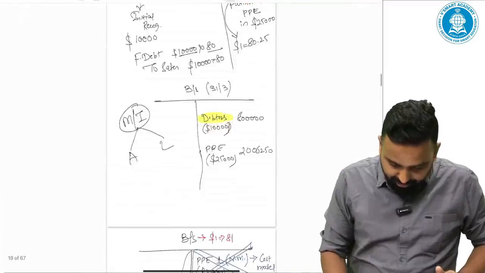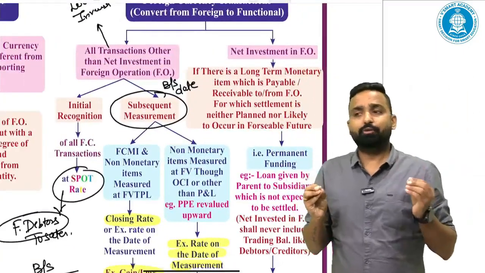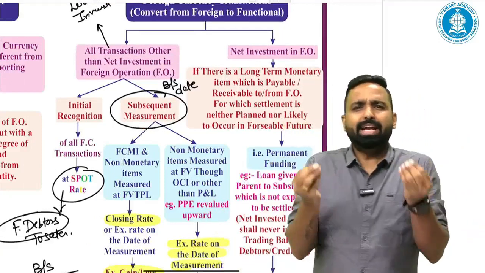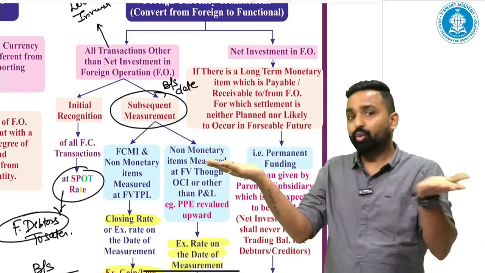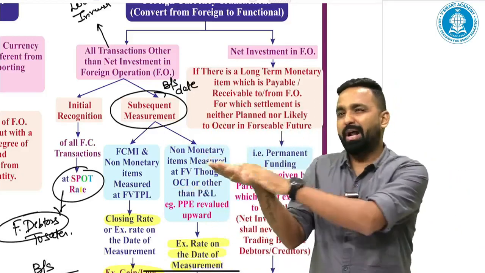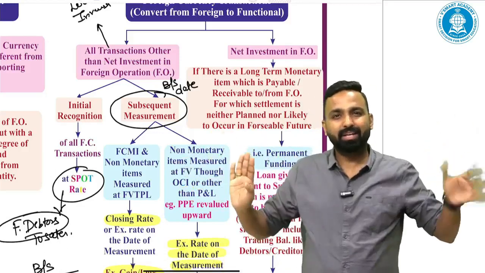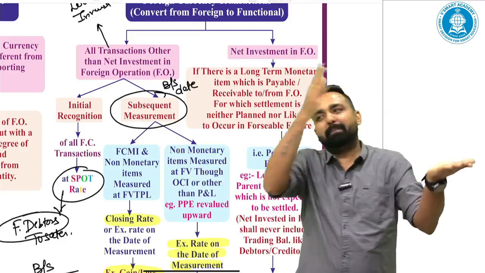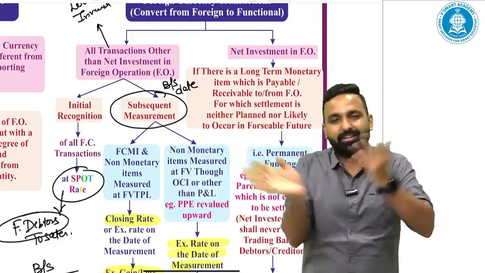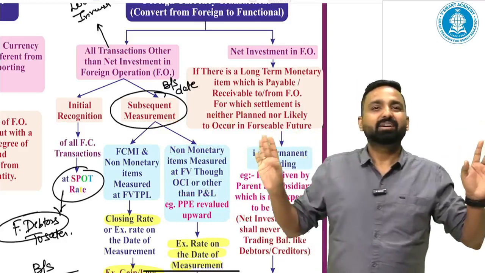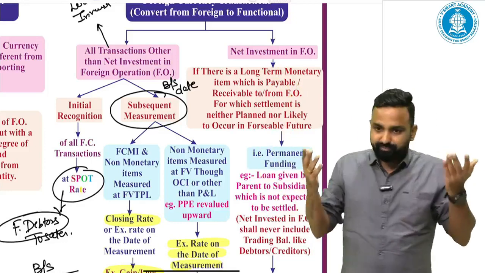Now, last but not the least, net investment in foreign operation. What is net investment in foreign operation? It is quite simple. Net investment in foreign operation means one party has given a loan to its subsidiary, a sister concern, a branch, an associate. And this loan is a permanent funding. That means the loan given by one party to another party is never settled, is never repaid in the future. Yes, permanent funding.